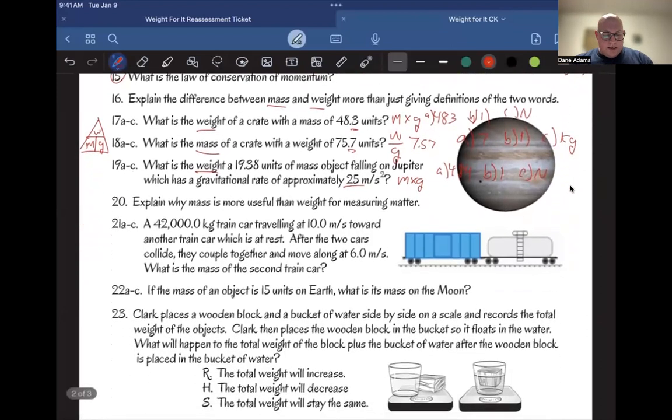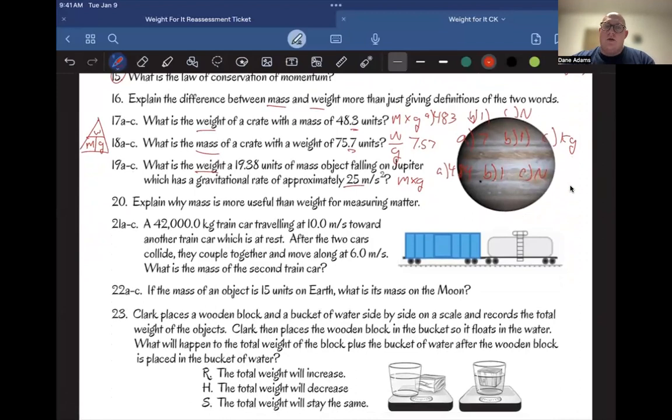All right, number 20, explain why mass is more useful than weight for measuring matter. Again, we did really well on this one. A lot of you talked about how mass is really more appropriate because it is defined to be a measure of matter, whereas weight is not. Weight is defined as a measure of force.